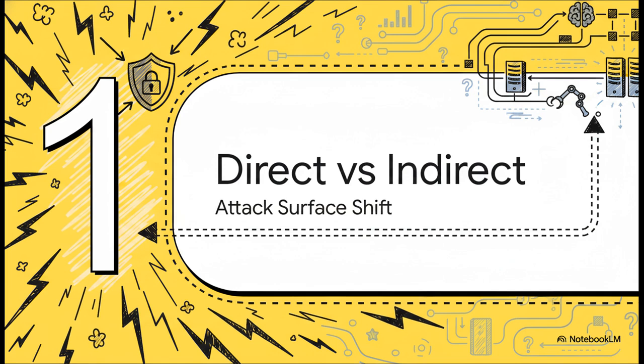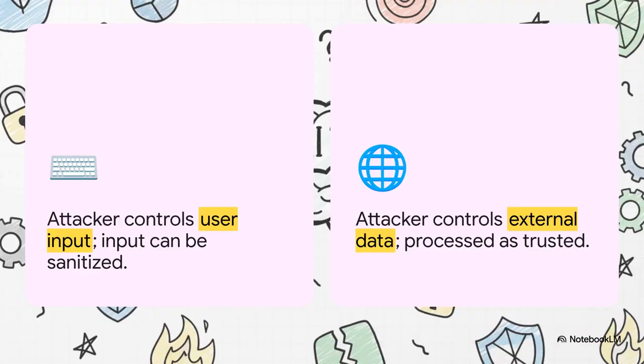Section 1. Direct versus indirect injection. Let's quickly break down the critical distinction here. So with direct injection, the attacker controls the keyboard. You can easily build sanitization pipelines for that input. But with indirect injection, the attacker controls the external environment. We're talking a compromised website, a poisoned PDF, or a manipulated database record. Your agent ingests this and just processes it as trusted context.